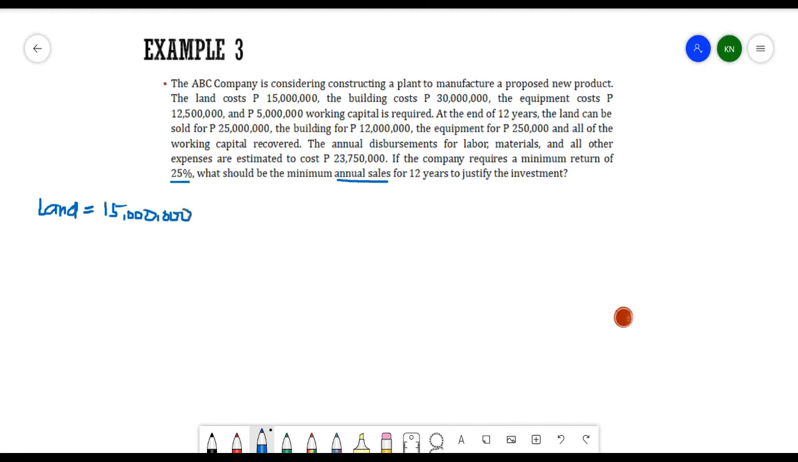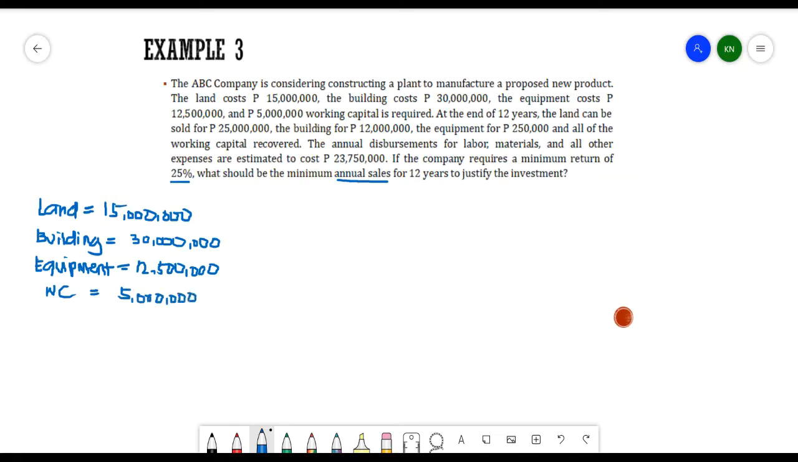We also have the building. Let's write that as building. The building cost is equivalent to 30 million pesos. We also have the equipment cost, which is equivalent to 12,500,000. And we have the working cost or working capital, which is equivalent to 5 million pesos. So that is the working capital.